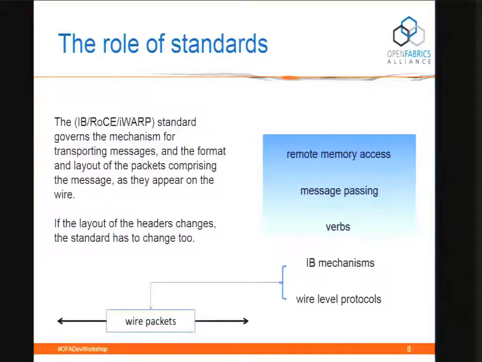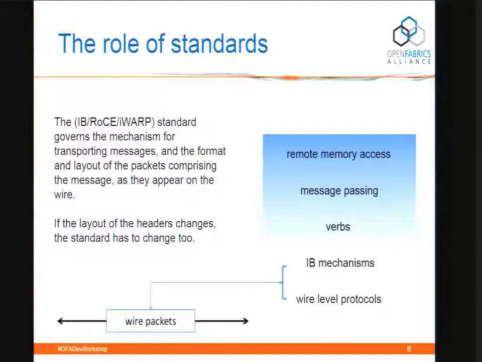The set of mechanisms that are used to move messages over a wire, whether they're provided by InfiniBand or by RoCE or by iWARP, is incidental and unimportant. The point is that there is a standard that moves messages. It could be one of those three, and it could be some other that we haven't seen yet. But the standard governs the mechanism for transporting messages and the format and layout of the packets comprising the message as they appear on the wire. That's what a standard does to us. Whenever something shows up on the wire, that is governed by the standard.